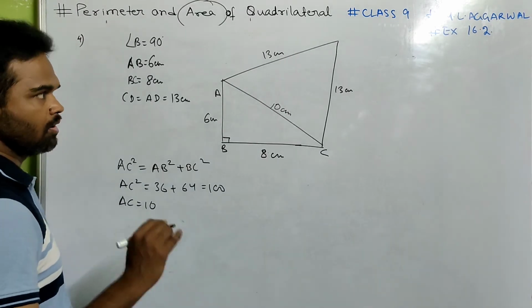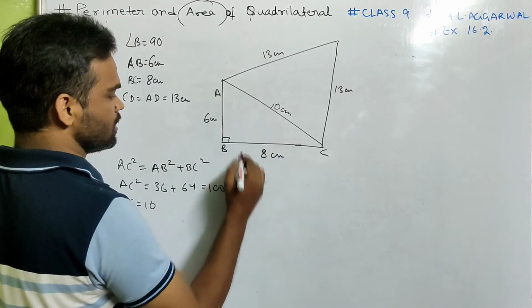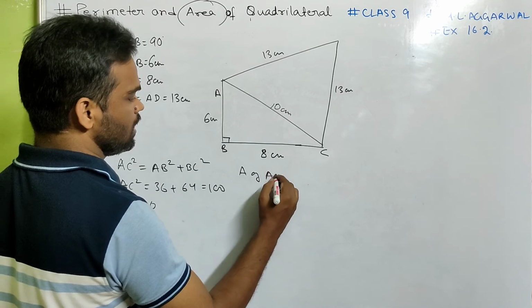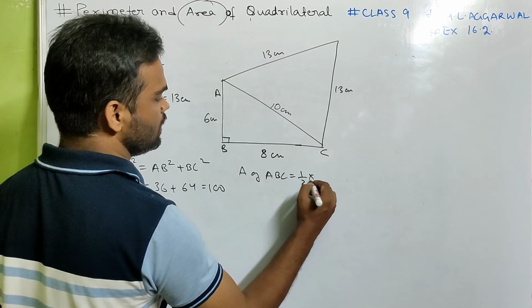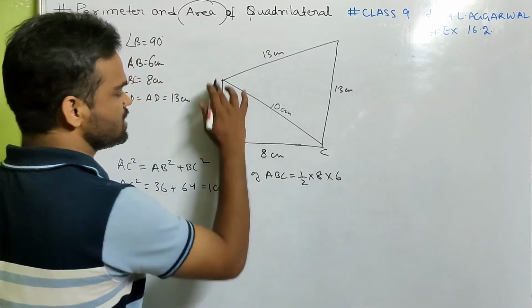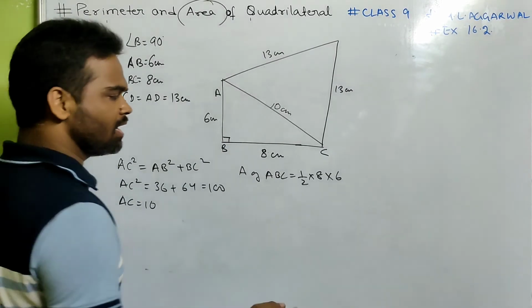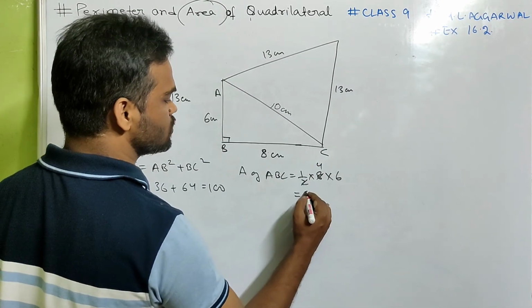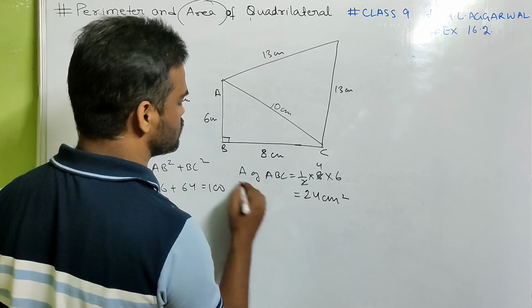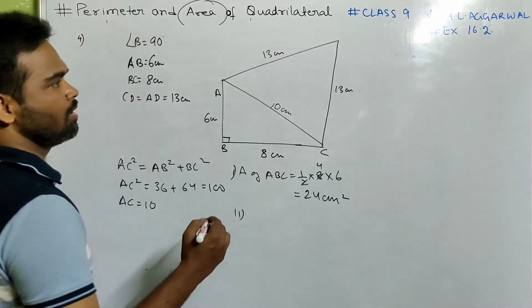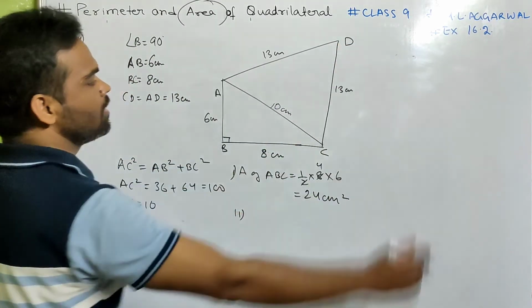Okay. Now look carefully. Area of ABC. Half into base into height. Base is BC, height is AB. Right angle triangle. So that's half into 6 into 8, that's 24 centimeter square. Done. And then BCD over here.